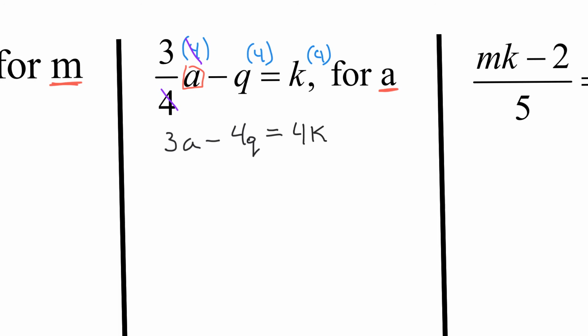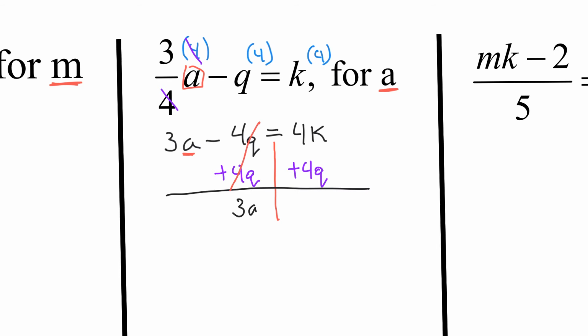Now remember that we want to solve for a. So let's put the line under the equal sign here. There's the a right there. So let's get rid of the minus 4q. I'm going to do the opposite, so I add 4q on both sides. And you add 4q on this side. So we can cancel the 4q's right there. Bring down the 3a on the left side.